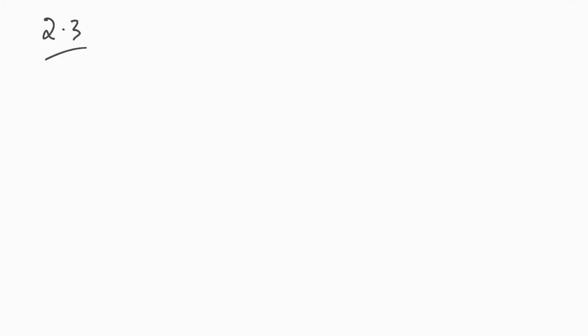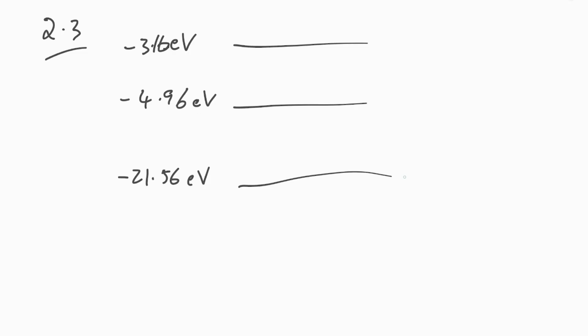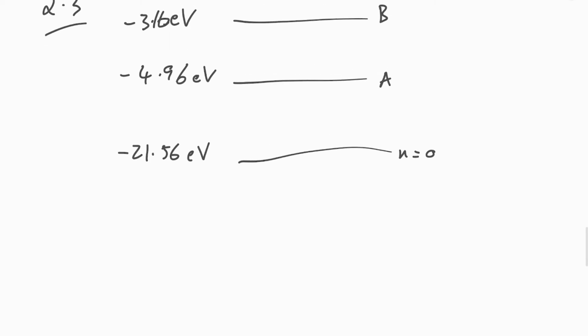Okay, we have energy levels. So minus 3.16 electron volts, minus 4.96, and minus 21.56. So we're talking about n equals 0. Oh, flip, they're just calling them A and B. Whatever. Okay, when an electron collides, 18.4 electron volts of energy is transferred to the atom.